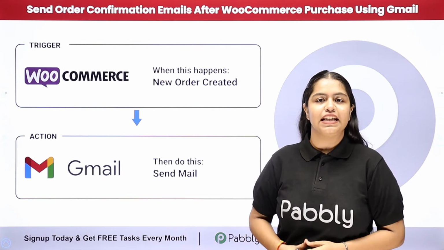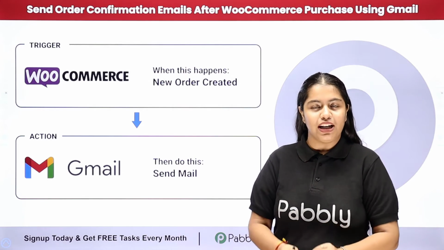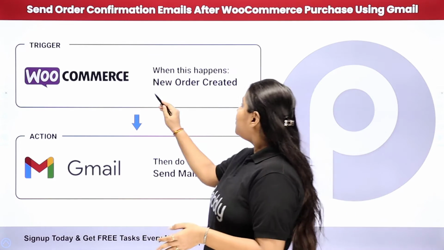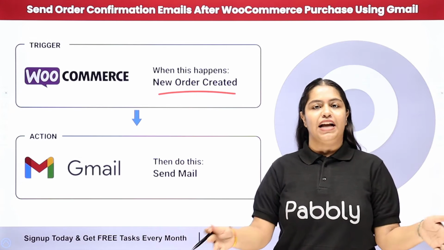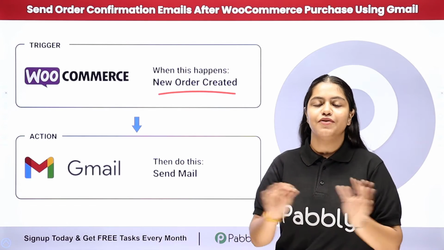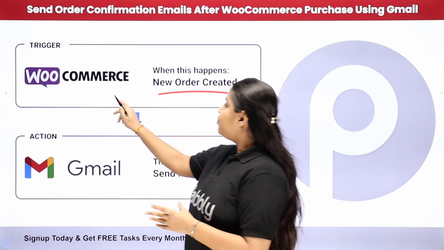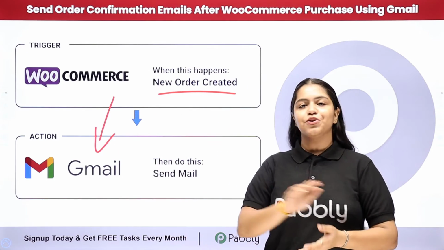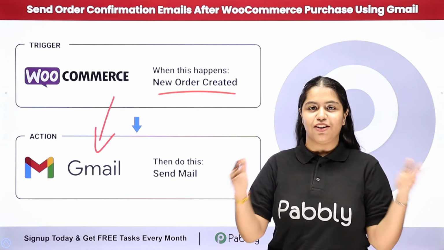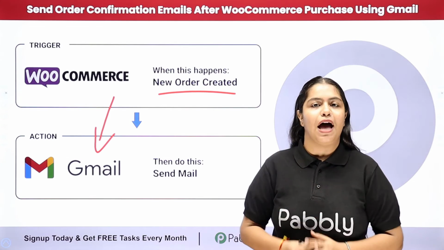So over here I'm running a skincare brand and we sell our products online using WooCommerce. Now what I want is that as soon as a new order is placed on WooCommerce, automatically my customer should be sent a confirmation mail. So to do this, we are simply going to create a connection between WooCommerce and Gmail, without knowing any programming or coding language, using an amazing automation software which is Pabbly Connect.